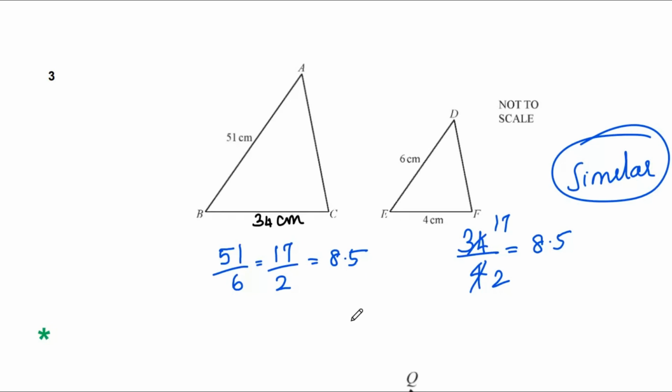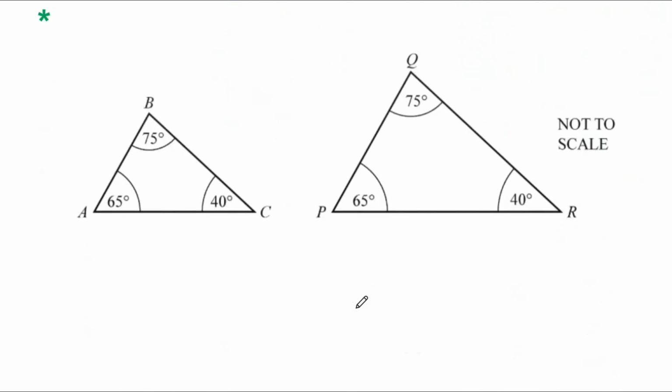Now consider this. In this case, the sides are not given, but the angles are given, and this is 75, and here also it's 75, and this is 65, here also the same, 40, 40. So if all the angles of two objects are equal, then they are similar.